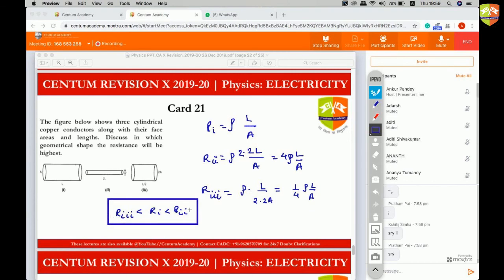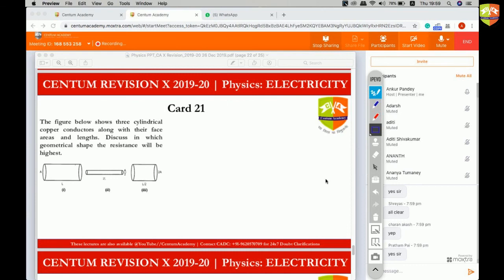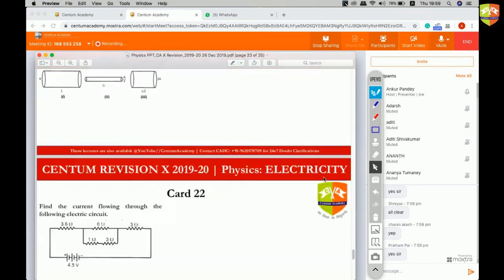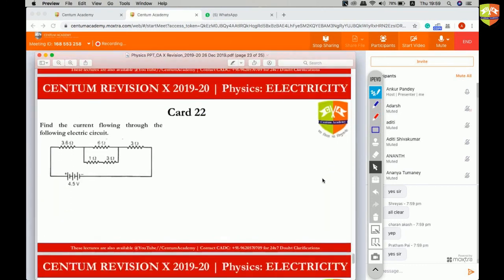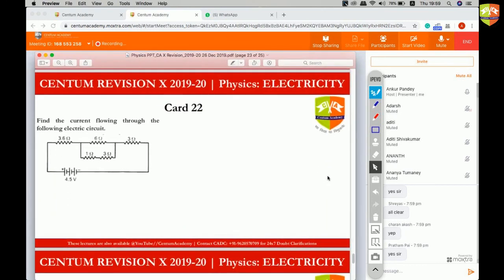Now, oh, some circuit finally. I was eagerly waiting for circuits. Where are the circuits? And then comes this simple question. I hate this. Find the current flowing through the following electric circuit. This is an exam question actually. While handpicking these questions, preference was given to different types of questions from all topics.